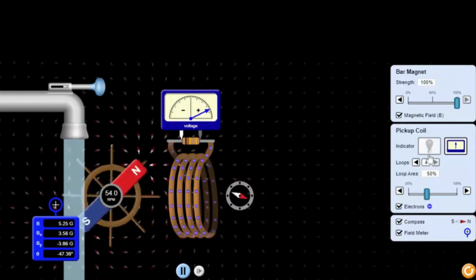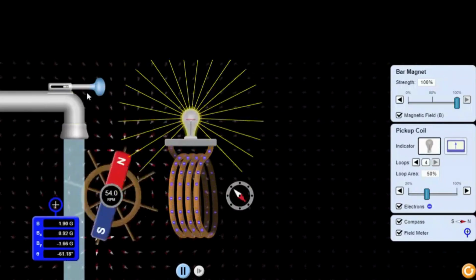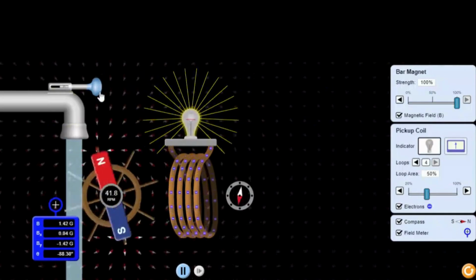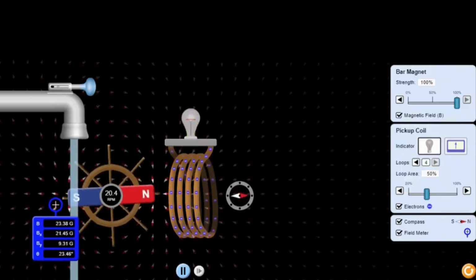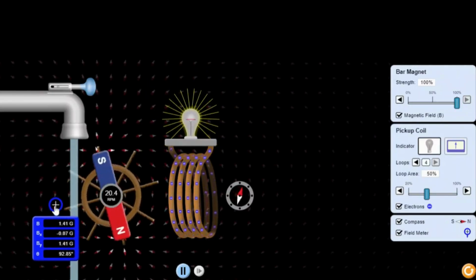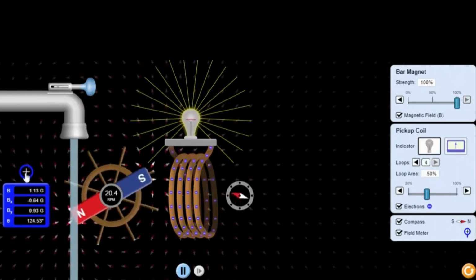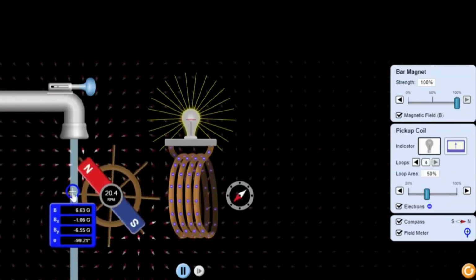2. Changing magnetic field. The magnetic field experienced by the coil must be changing. This change can be in the strength of the field or its direction. In the simulation, the changing magnetic field is created by the movement of the magnet relative to the coil.